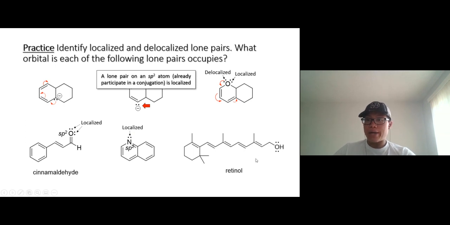Last one, retinol. The lone pair right here would be localized if this carbon were an sp2 carbon, but it's not. It's an sp3, no p orbital there. So these two lone pairs are isolated from the conjugation right here, so these two are localized. It takes some time and is a lot of work, but with practice, you should be able to see localized, delocalized, lone pair, conjugation, or non-conjugation.